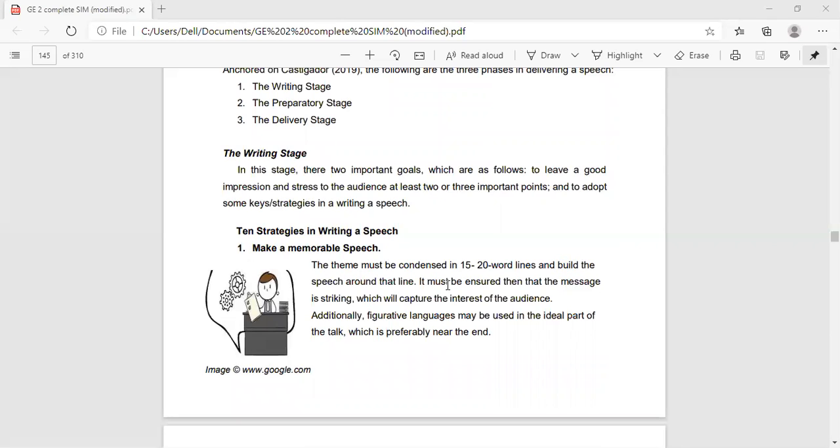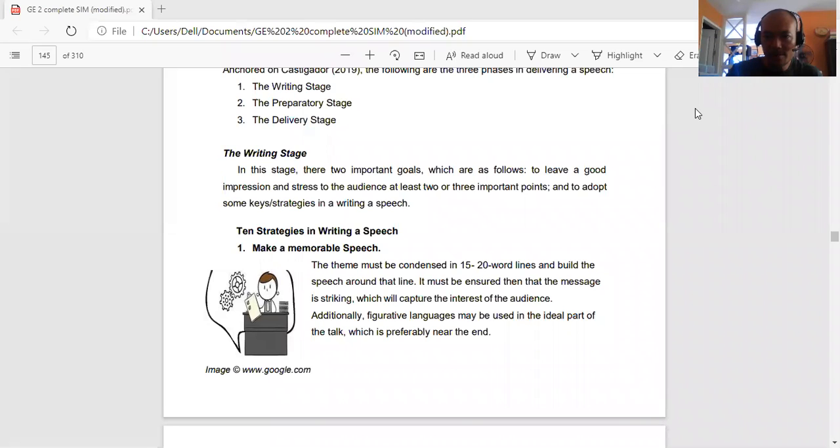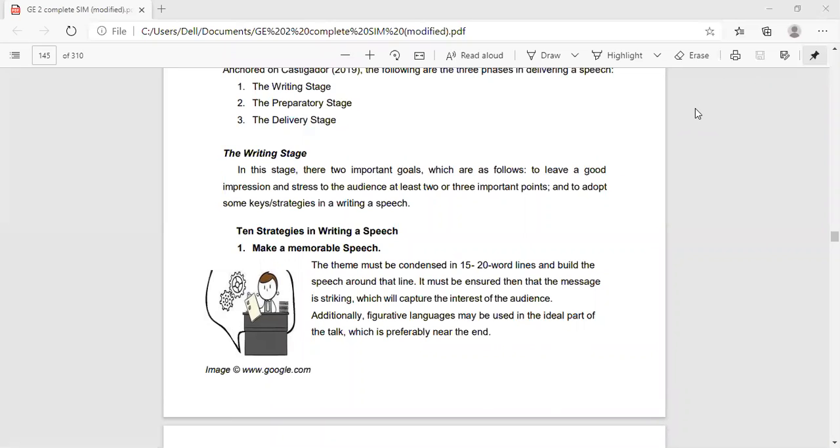It must be ensured then that the message is striking, which will capture the interest of the audience. Additionally, figurative language may be used as the ideal part of the talk, which is preferably near the end. One of these days we're going to review the figures of speech so that somehow you can use them as a very important tool in speaking and writing.